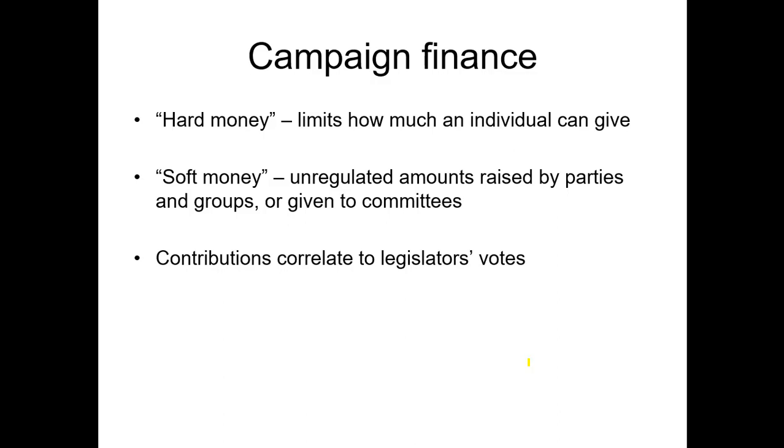Soft money is where the amounts are unregulated, particularly because parties and certain groups and committees can spread that money out. So as long as they're spreading that money out to various candidates, then those, what we call soft money, have not as many limits on them. And we do know that the contributions are for a reason. The more contributions we give to a legislator, the more we expect that legislator to vote in our favor as far as on that policy goes.